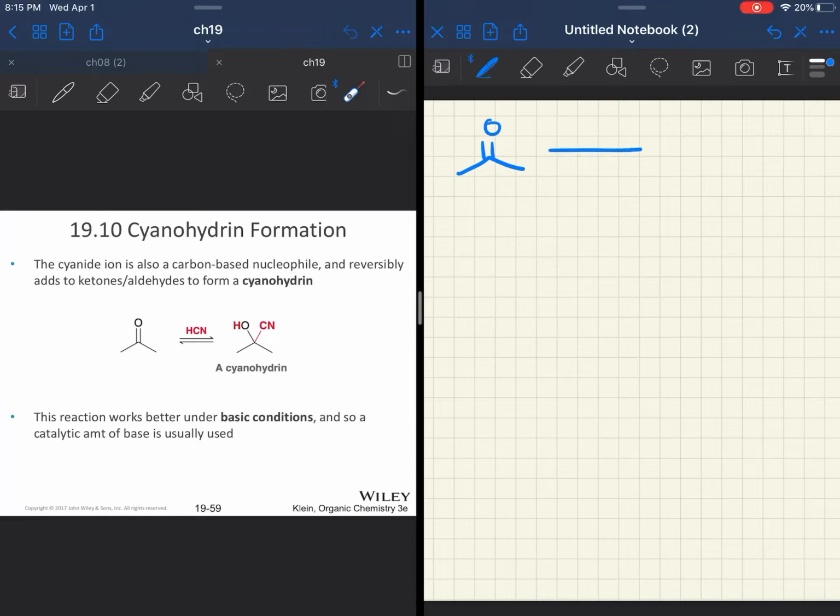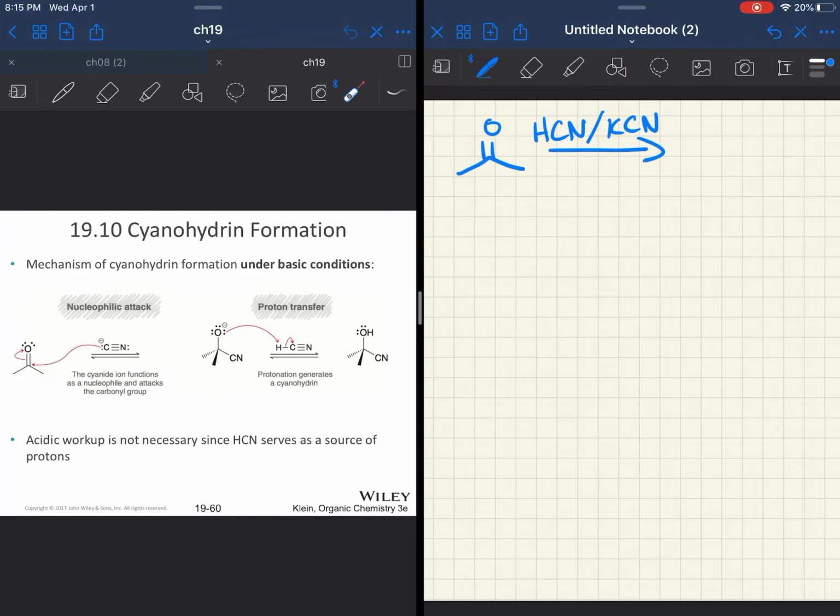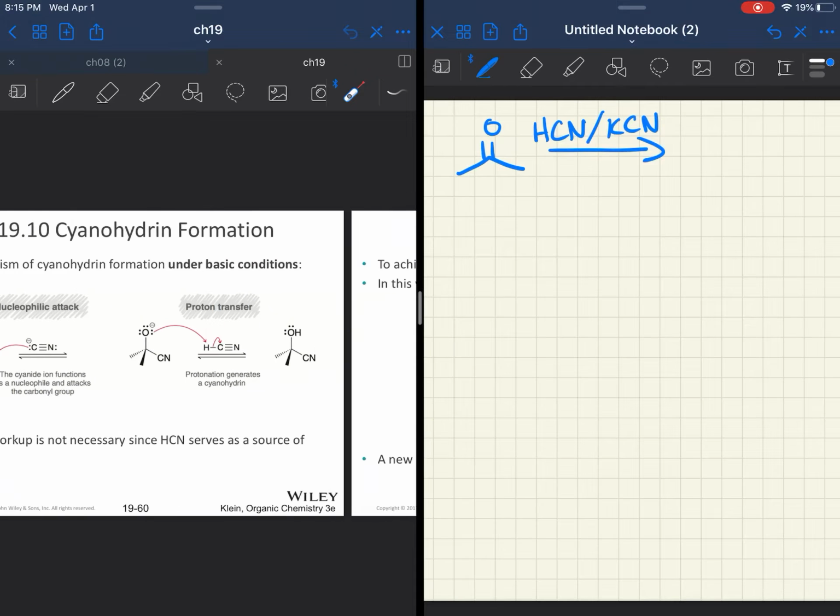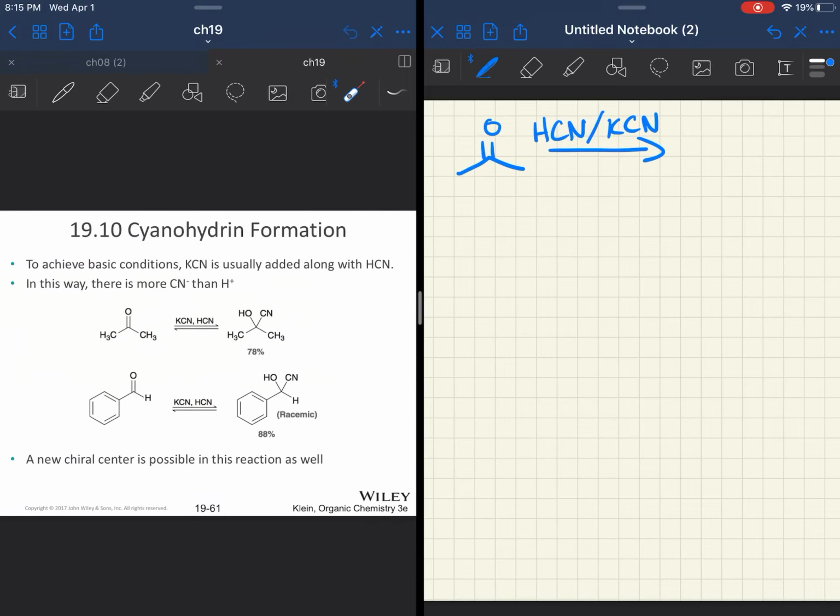Now, the next reaction, the cyanohydrin formation, is also very straightforward. This is a one-pot reaction. I'm going to go ahead and show this how you'll normally see it. It works with HCN, but because it's such an acidic solution here, it works better under basic conditions. You are going to wind up with some KCN.